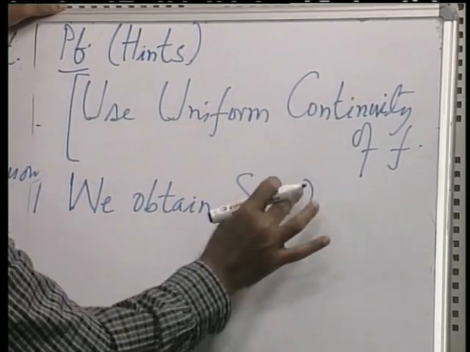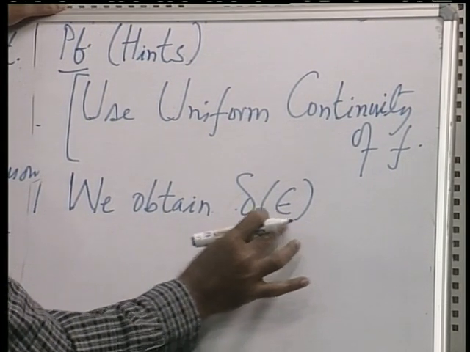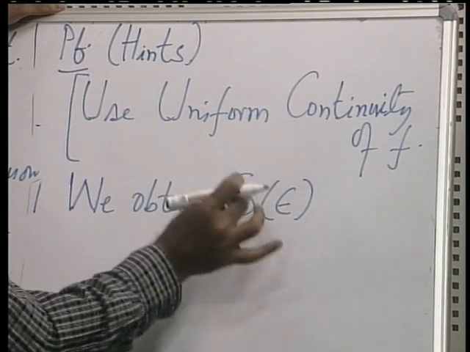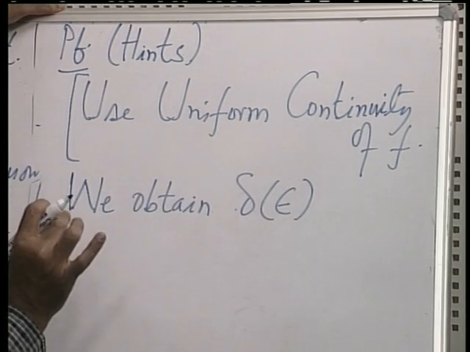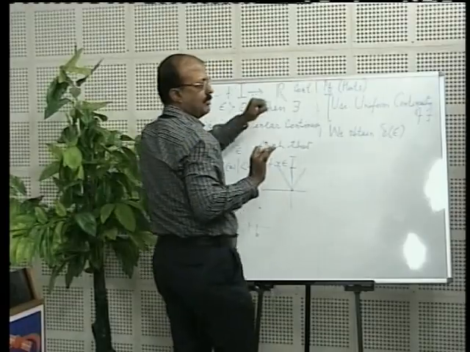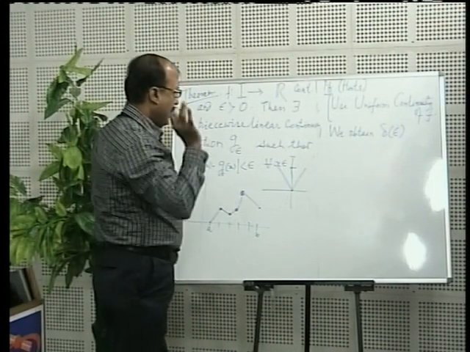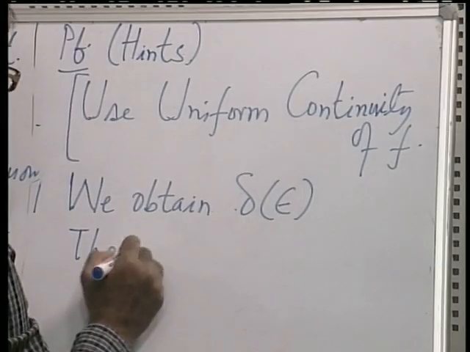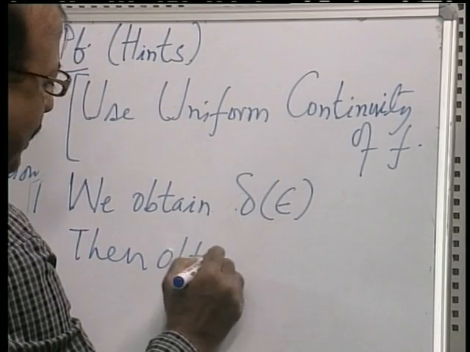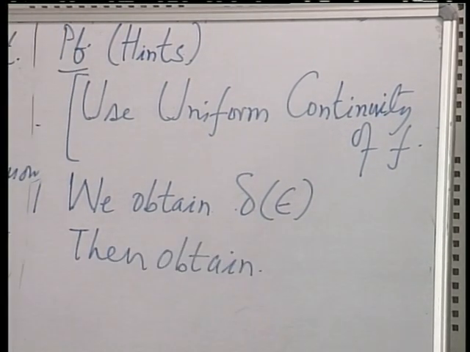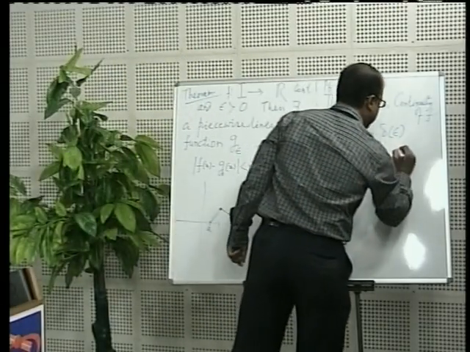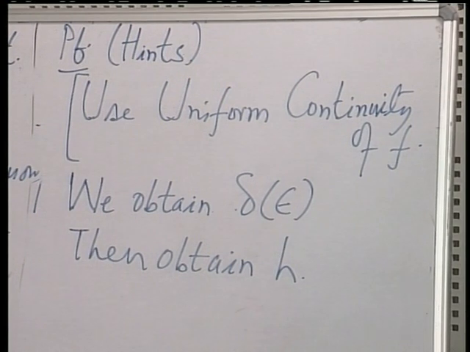If you are comfortable, you can drop this. But if you are not comfortable, just for the sake of clarity and emphasis, I am noting that this delta depends on the choice of epsilon. It will not depend on the choice of the points you make. We obtain delta, then obtain what? Do you remember what we obtained last time in the previous proof? Yes. Then obtain what? H. How was H obtained?